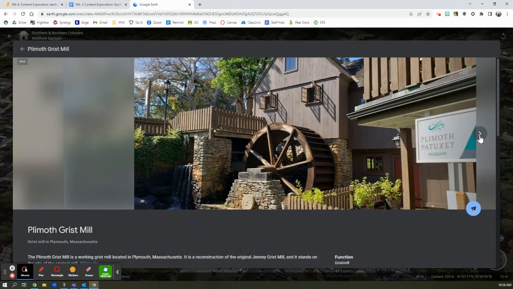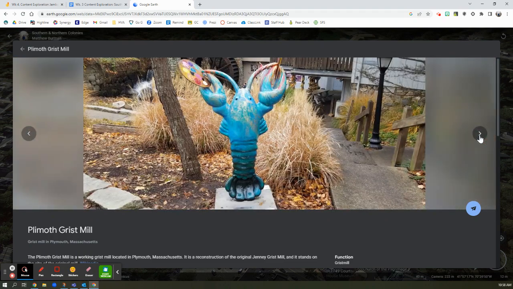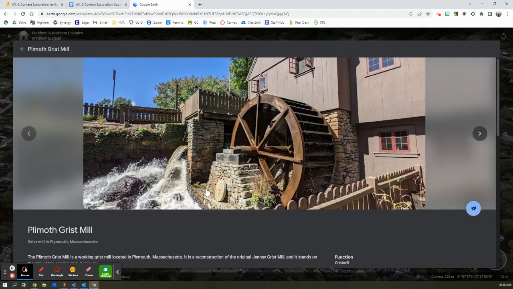So here's what the grist mill would have looked like. Well, that's just weird. Yeah, here you can kind of see it. So this rushing water is powering the water mill.